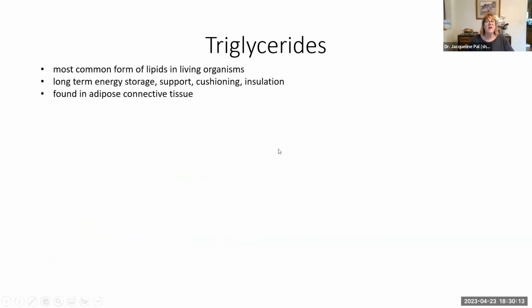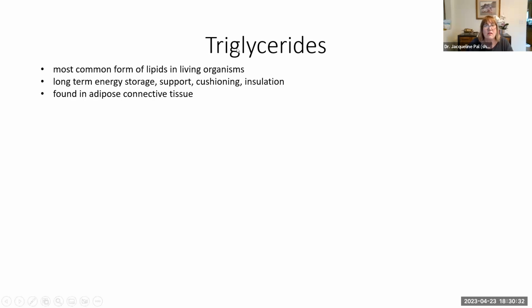So triglycerides are by far the most common form of lipids found in your body. Okay, and they give us energy storage as well as support, cushioning, insulation. Does that sound like adipose connective tissue? Yes, because that is what is stored in adipose connective tissue.